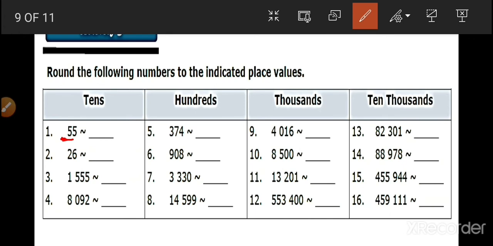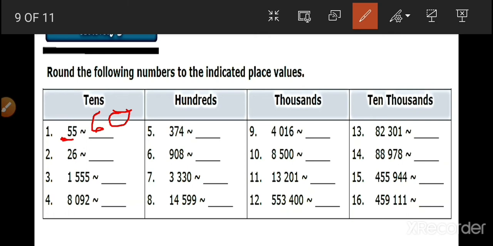Okay, what is the number next to it? It's another 5. Okay, is it rounding up or rounding down? It's rounding up. So when we say it's rounding up, we need to add 1 to the underlined digit. So 5 plus 1 is 6. And then you change the digit to its right into 0. So it becomes 60.